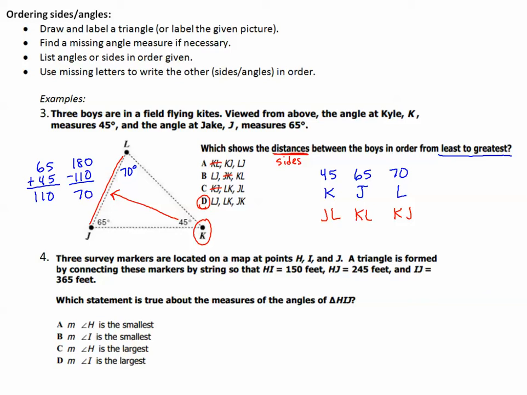Let's look at another one. So that was the fourth step. Use the missing letters to write the other. That's what we did here. Last one for this section, number 4.